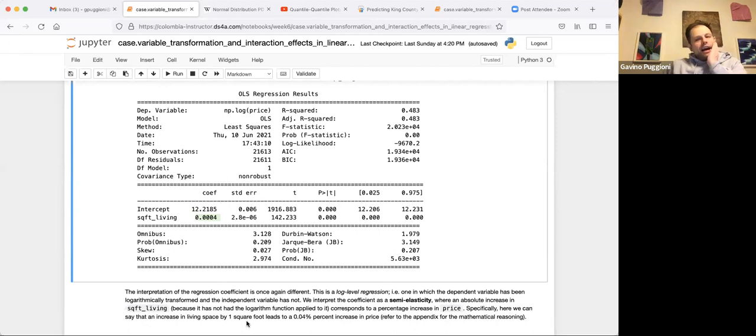price. So if a house is 100 square feet, and it costs $100,000, if a comparable house that is 101 square feet, how much would we expect to pay for it? It would be 0.04% of 100,000, right? Which would be about $400 more, right? If I did my calculations correctly.